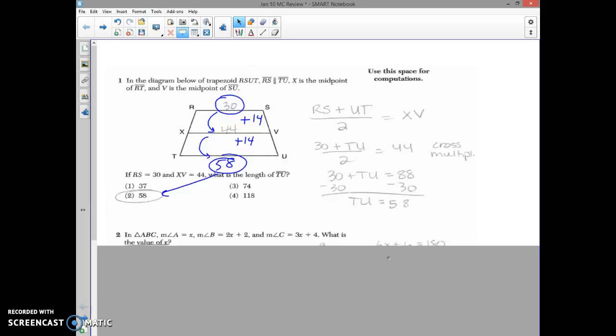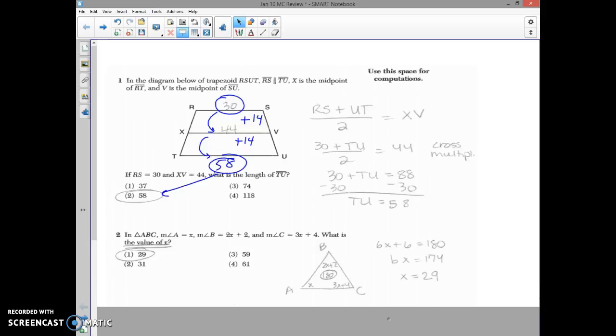So number 2 is one that I should have to not talk about hardly at all. We all know triangles have 180 degrees. It's really important that you draw the triangle, even though you can do this in your head sometimes and figure out that A plus B plus C does in fact equal 180. When you add the common terms, x plus 2x plus 3x is 6x, and then 2 plus 4 is 6. You solve that, x is 29.